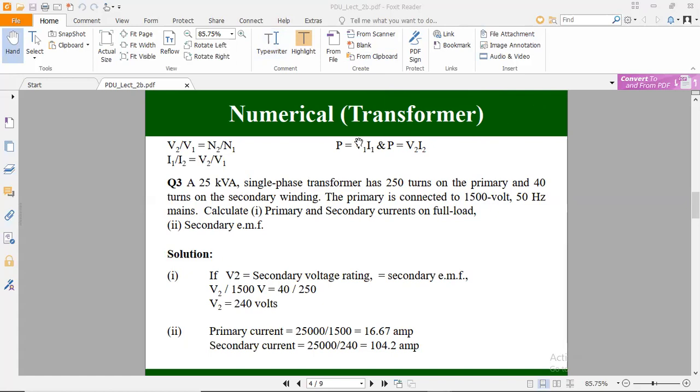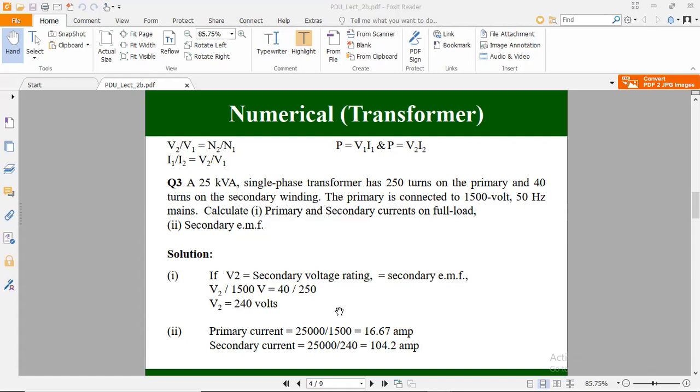In numerical number 3, a 25 kVA single phase transformer has 250 turns on the primary and 40 turns on the secondary winding. This means that this is a step down transformer. The primary is connected to 1500 volt 50 hertz mains. Calculate primary and secondary currents on full load and the secondary EMF, that is the voltage at the secondary winding.